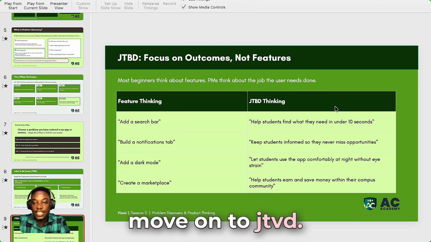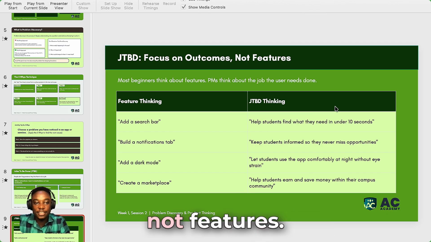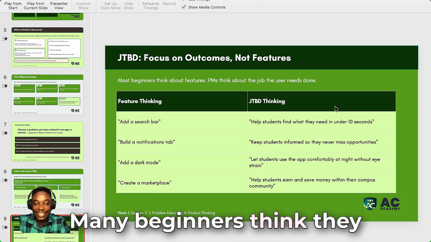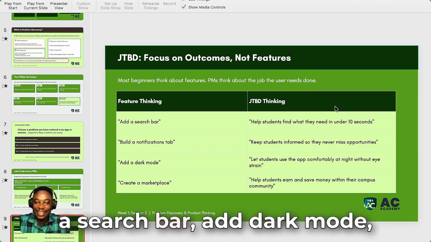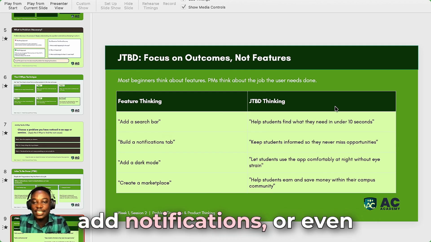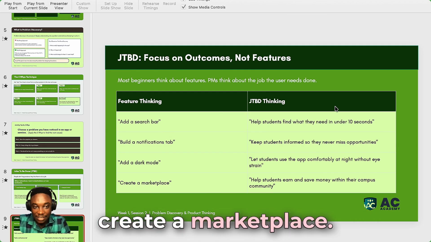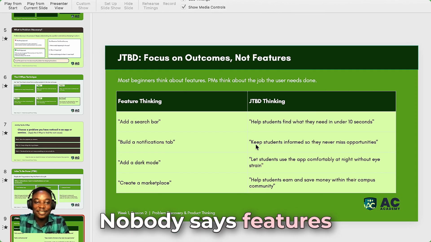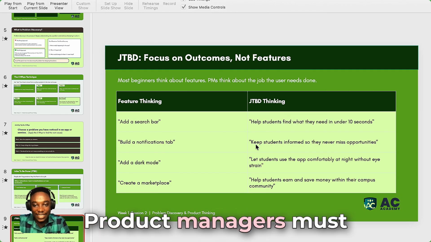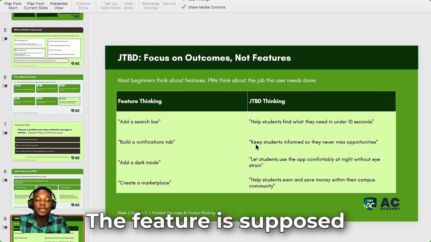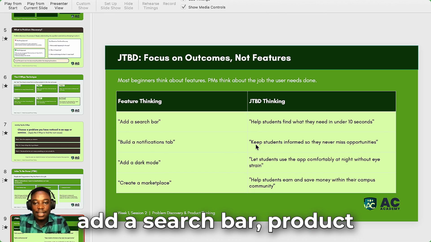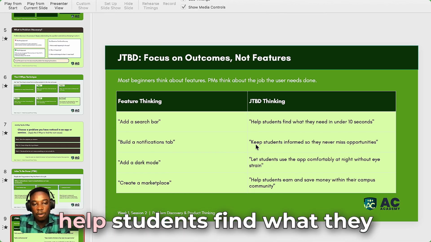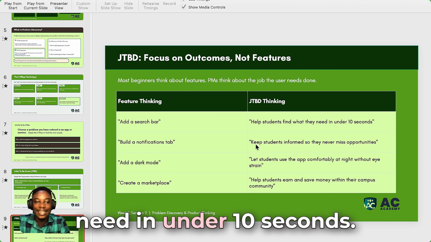All right, so we move on to JTBD, focus on outcomes, not features. So features are not the final goal. Many beginners think first about features. They say things like add a search bar, add dark mode, add notifications, or even create a marketplace. Features are not bad. Nobody says features are bad, but product managers must ask what outcome the feature is supposed to create. Very important. Instead of saying add a search bar, a product manager might actually say help students find what they need in under 10 seconds.